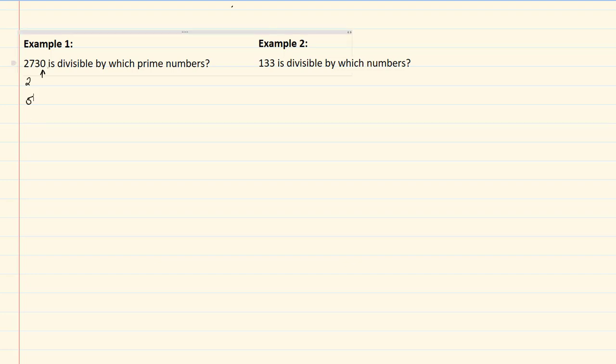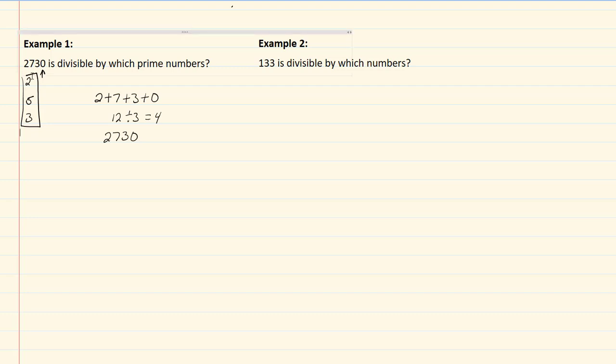Let's check 3. So we're looking to see if 2 plus 7 plus 3 plus 0 is divisible by 3. 2 plus 7 is 9, plus 3 gives us 12. Since 12 is divisible by 3, we can say that 2,730 is divisible by 3. So it's divisible by 2, 5, and 3.